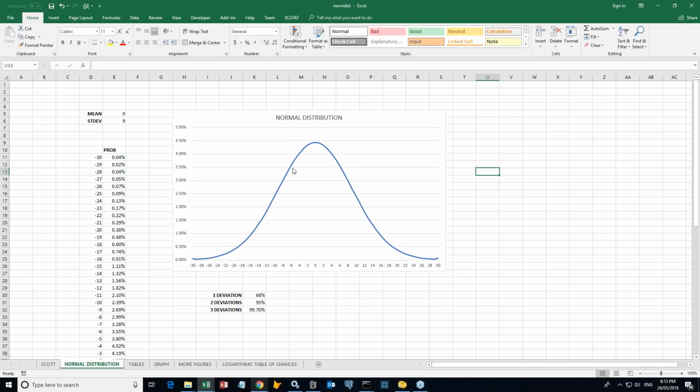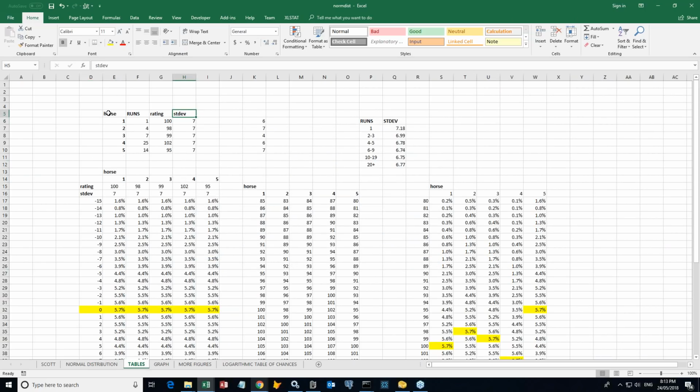We can say, okay, if a horse follows roughly, or hopefully not too roughly, the rules of a normal distribution, we just need to know his standard deviation, and then we can plot what his likelihoods are and work out his true probability. So in here, back to our theoretical horse race, horses 1, 2, 3, 4, and 5 have got ratings of 100, 98, 99, 102, 105. Let's say, we'll get back to this afterwards, that they've had 1 run, 4 runs, 7 runs, 25 runs, and 14 runs. Now, I've plotted each of them to have a standard deviation of 7, just to give them all the same figure.